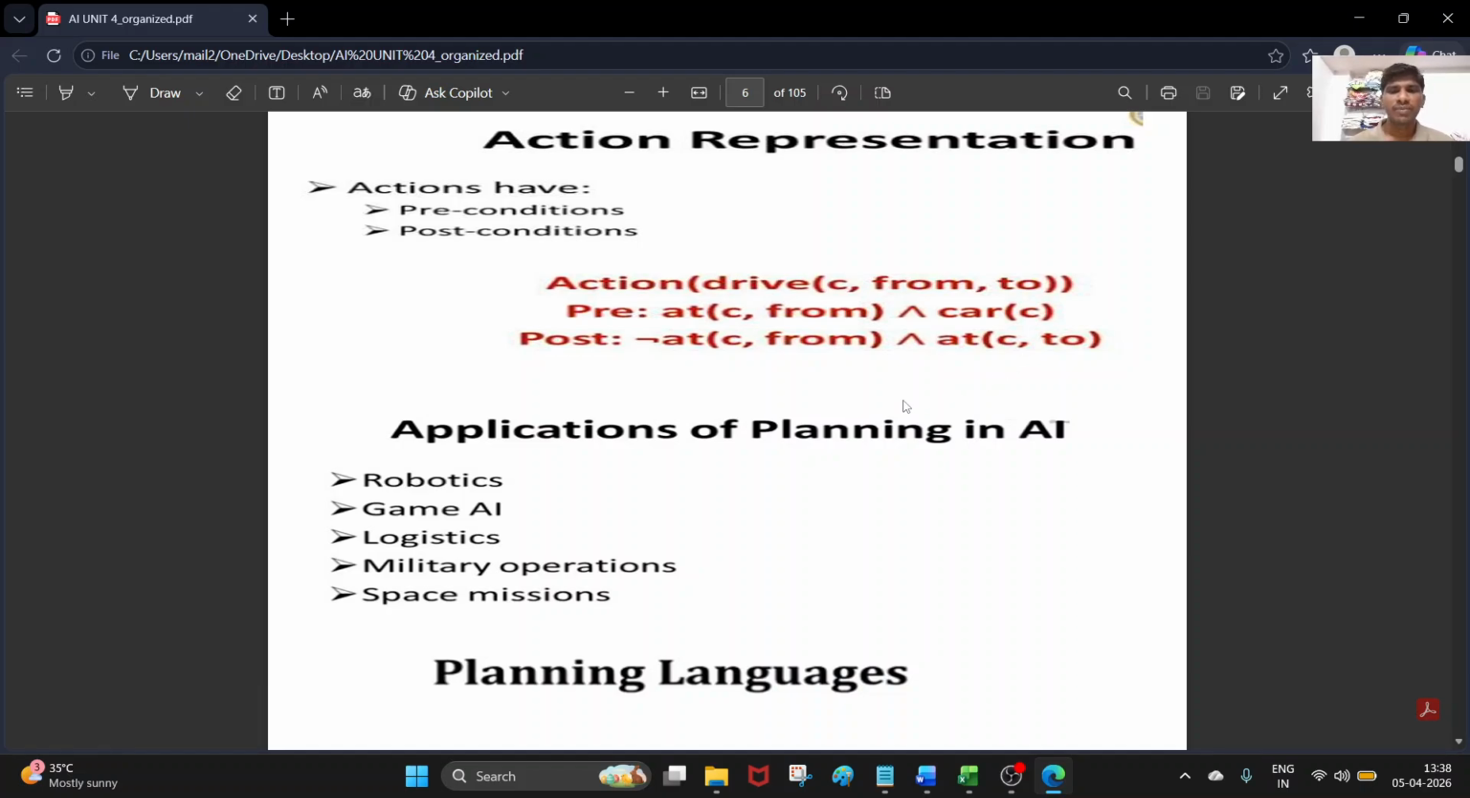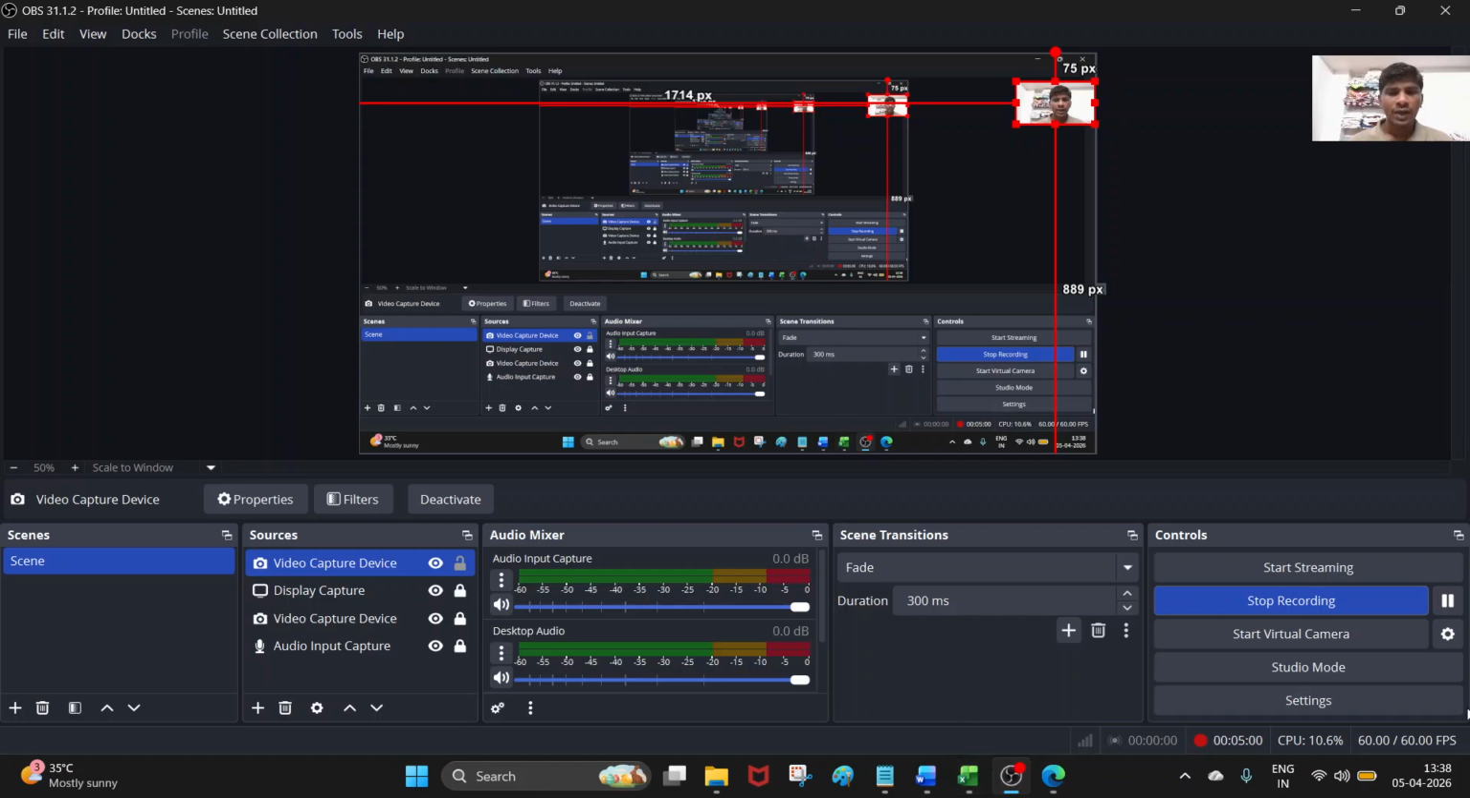Then applications of planning in AI. It is used mainly in robotics, gaming AI, logistics, military applications, and space machine applications. So these are all the applications of planning.